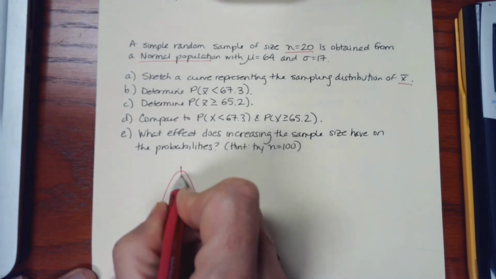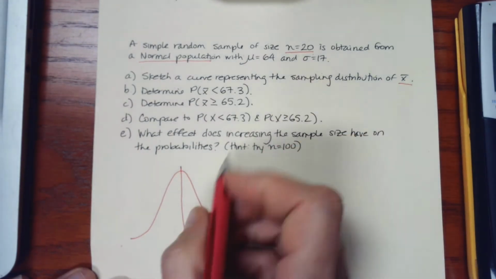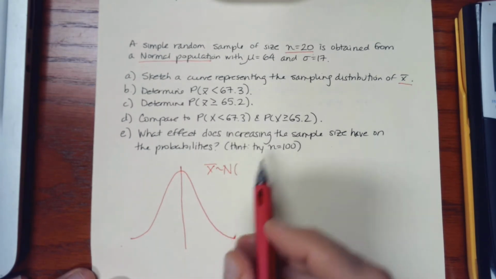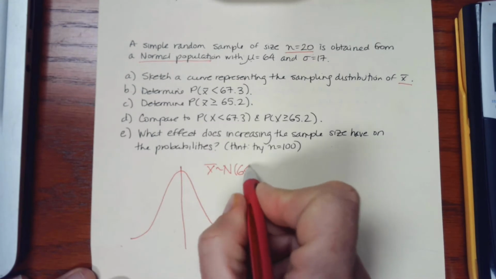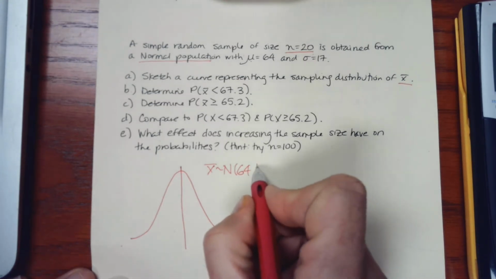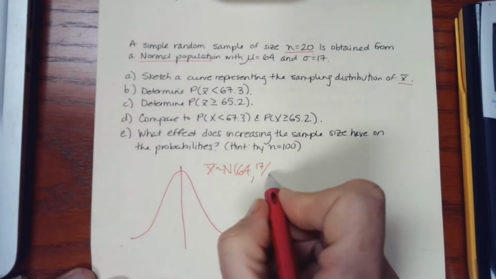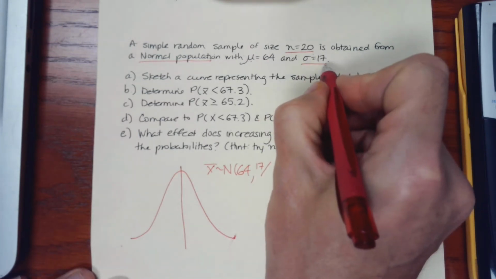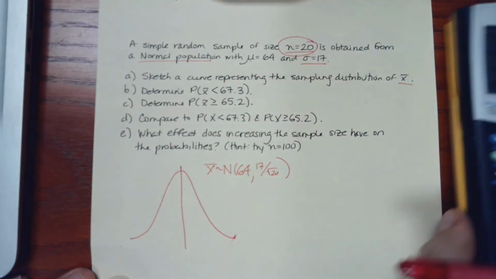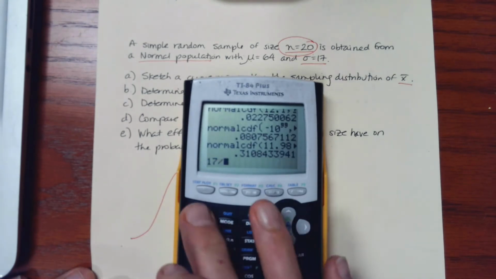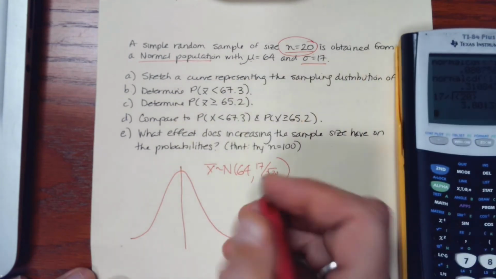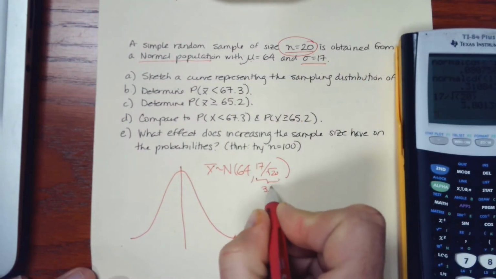So I can draw a bell shape, and the center will have the same mean as the population, so 64, but the standard deviation in the sampling distribution will be a fraction of the population standard deviation. So I need to take this value sigma and divide it by the square root of n. That's the square root of 20. So if I take 17 and divide that by the square root of 20, it's about 3.8. So this is about 3.8.